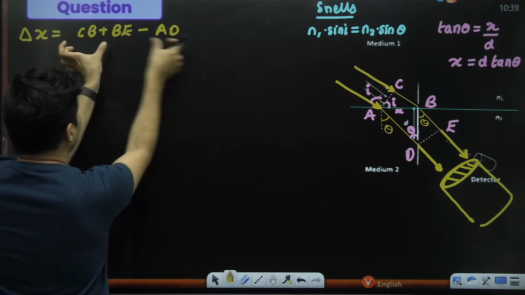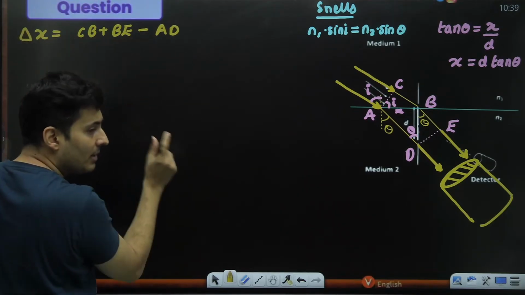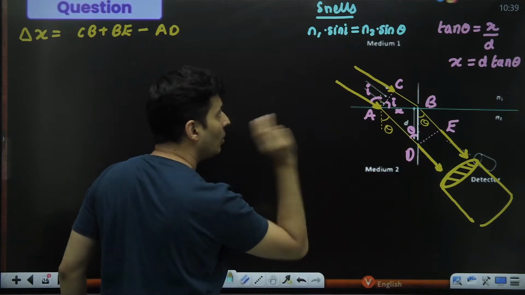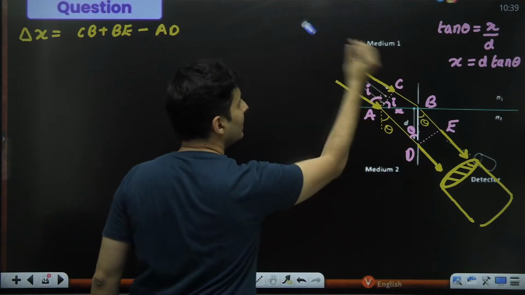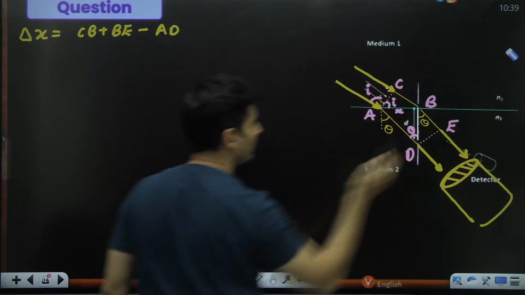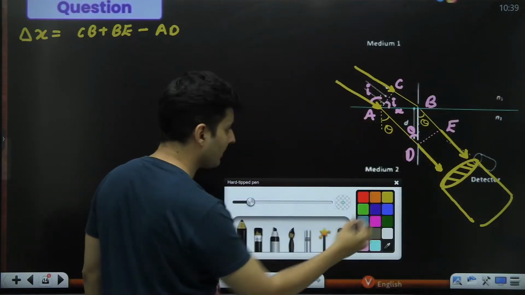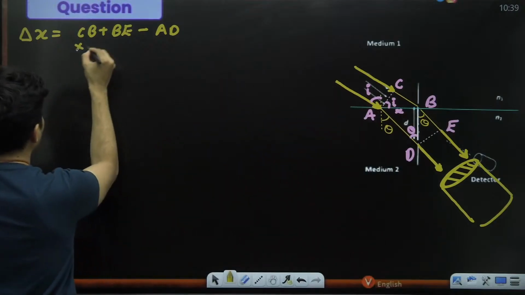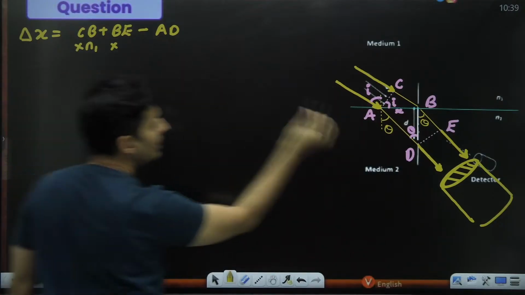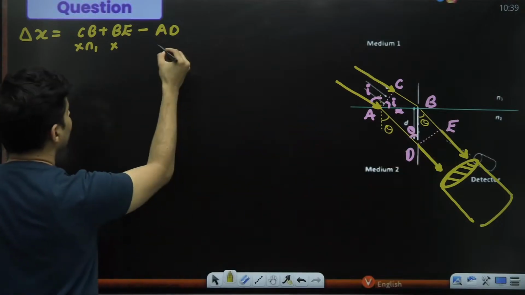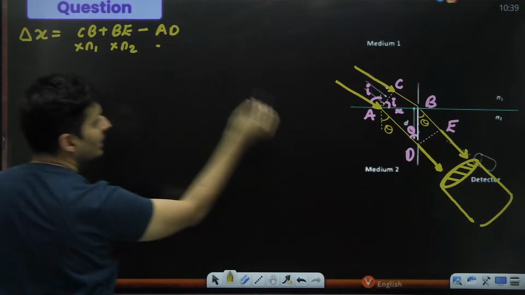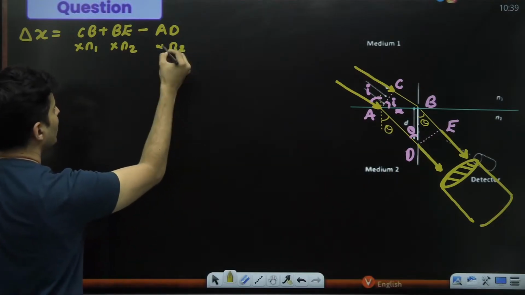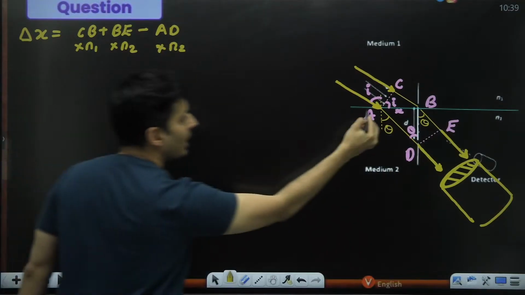Now these are the geometrical lengths. I have to carefully multiply them with their corresponding refractive indices to convert them into optical paths. Observe carefully. CB is in refractive index 1, so I will multiply it with n1. BE is in the second refractive index, so I will multiply it with n2. A to D is in the second refractive index, so I'll multiply it with n2 again.